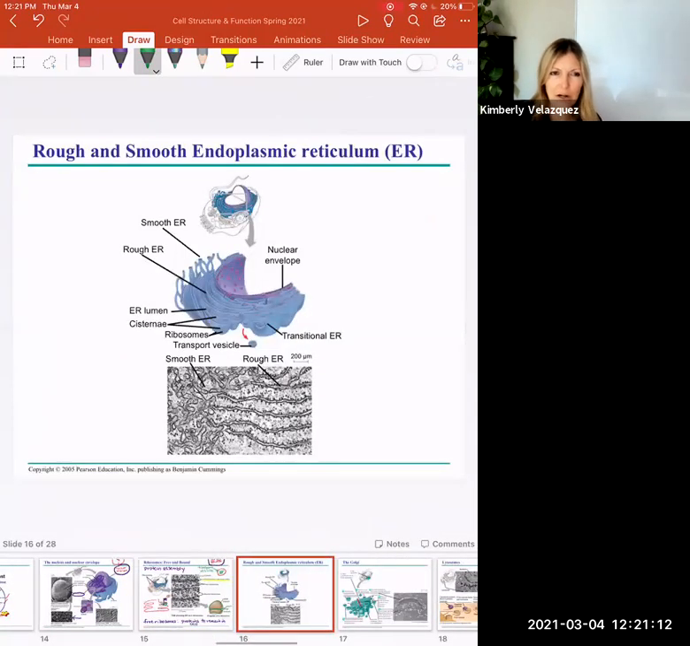There's another type of ER called smooth ER. So you can see here in this picture, the rough ER has ribosomes. The smooth ER does not have ribosomes. Smooth ER, in fact, has completely different functions. I'm just going to quickly tell you about a couple of functions of the smooth ER. So the smooth ER does not have ribosomes. It looks smooth under the microscope versus the rough ER looks rough because it's covered in those ribosomes. So functions of the smooth ER.